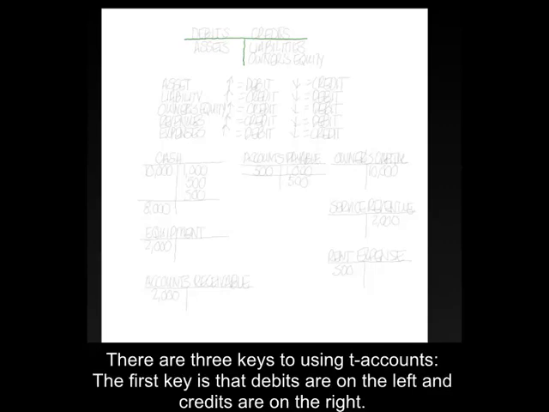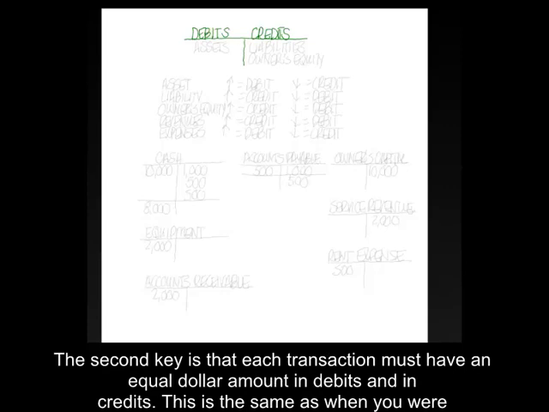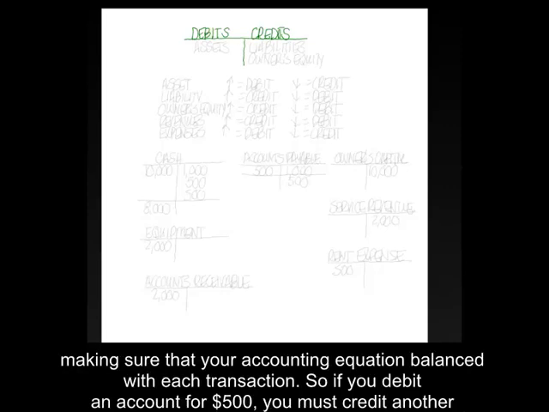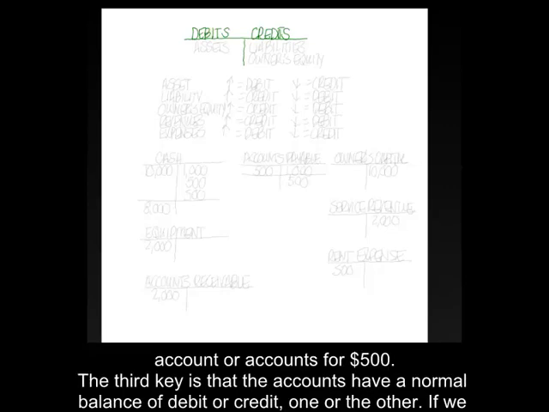There are 3 keys to using T accounts. The first key is that debits are on the left and credits are on the right. The second key is that each transaction must have an equal dollar amount in debits and in credits. This is the same as when you were making sure that your accounting equation balanced with each transaction. So if you debit an account for $500, you must credit another account or accounts for $500.